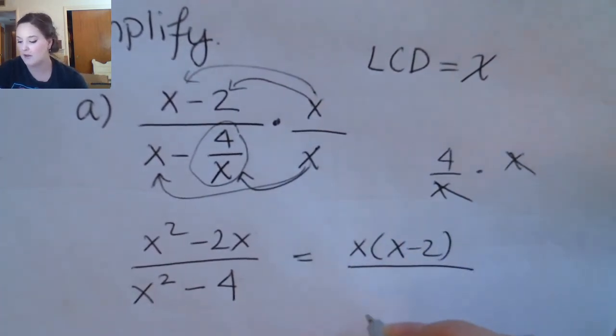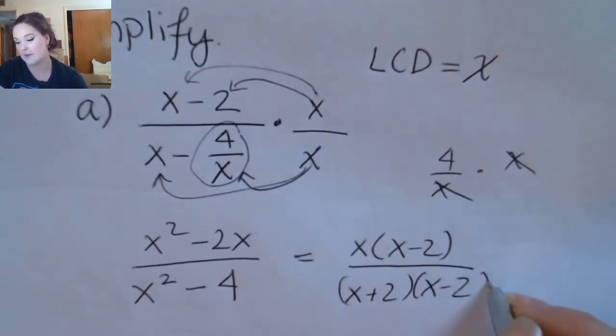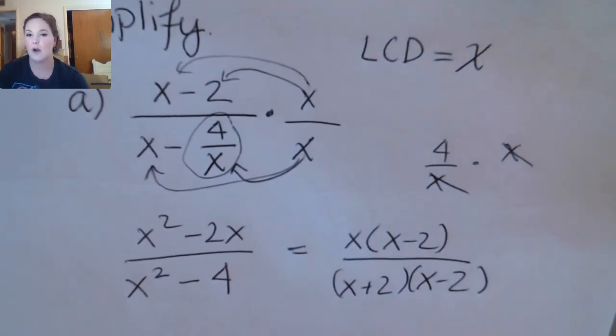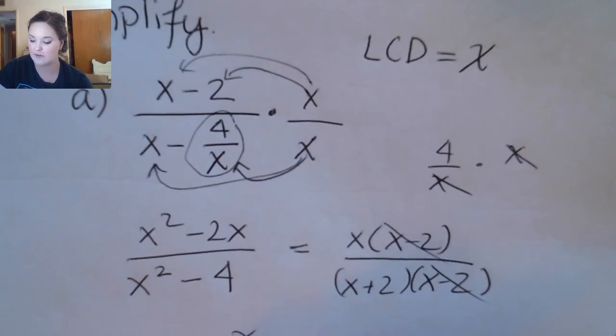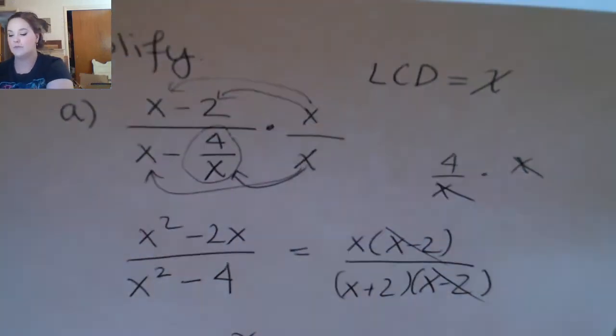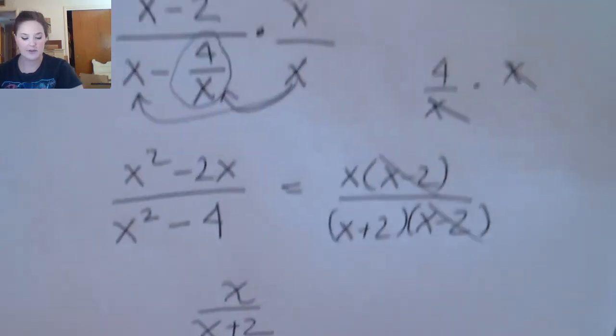You factor everything, and then you cancel your common factors. So our final answer would be x over x plus 2. Okay, let's see another example like that.